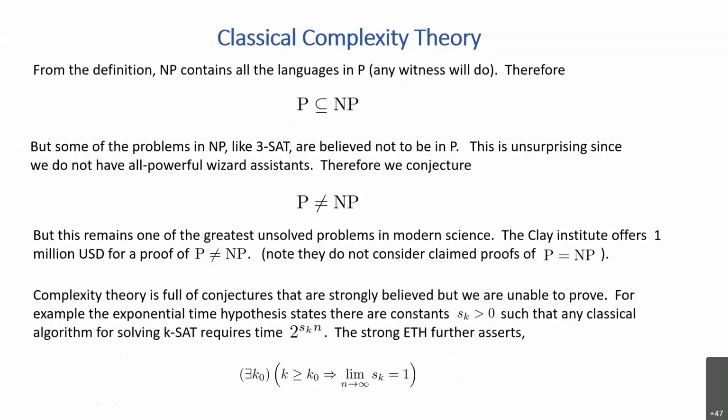Or to solve KSAT above some fixed constant k, and that you can see as a stronger statement than P not equal to NP, right? Because if it takes exponential time for a classical deterministic algorithm, then the problem can't possibly be in P. So this strong ETH is even stronger than P versus NP.